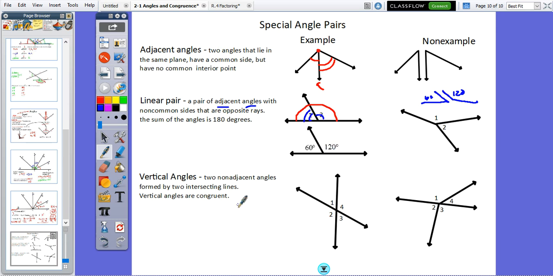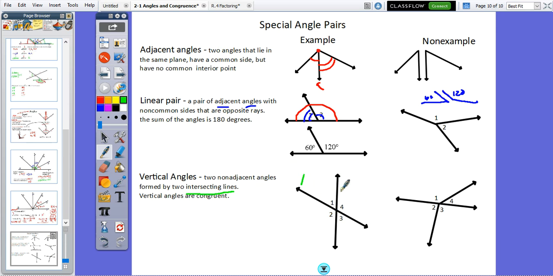Now, vertical angles are my favorite kind of angles. Vertical angles are two angles that are across from each other. That's all it really is. It's two angles that are across from each other, and they're formed by intersecting lines. That's the key part, intersecting lines. Here you have a line, but then you have two different rays that go from it. So this is not two intersecting lines. It's a line and two rays. But here we have two intersecting lines that go across each other.